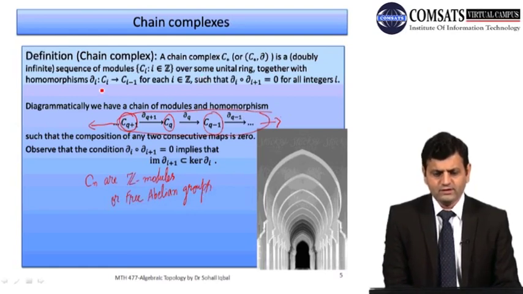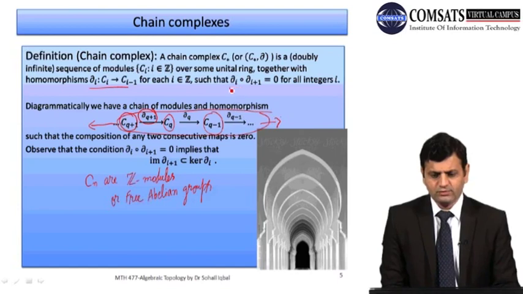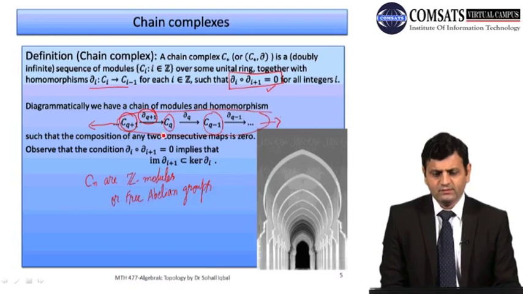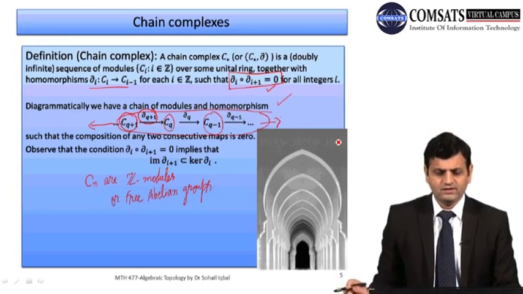Together with these homomorphisms, between any two consecutive modules there is a homomorphism, and the most important property that these homomorphisms satisfy is that the composition of any two consecutive homomorphisms is 0. That's the important condition. In other words, we have a doubly infinite sequence of modules and homomorphisms between the consecutive ones such that the composition of any two consecutive homomorphisms is 0. That's what is called a chain complex.